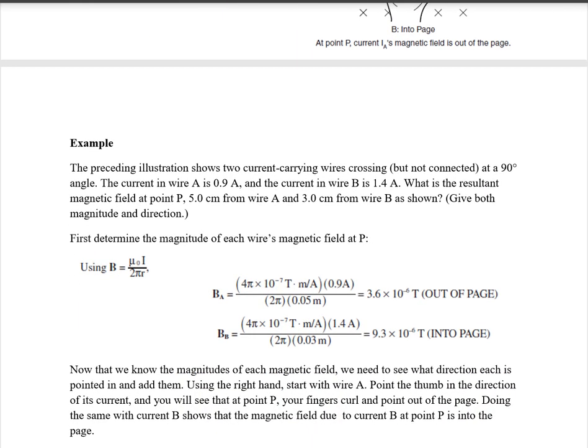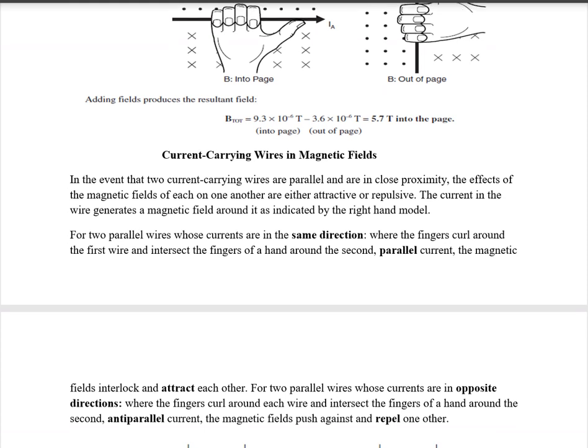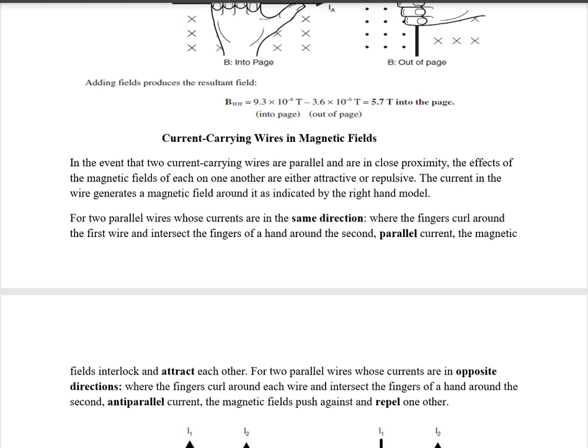Here is also another example. We use the same equation. The same thing is true as for the previous example. You can use the permeability of free space and the current and the radius, and therefore you can calculate the value.